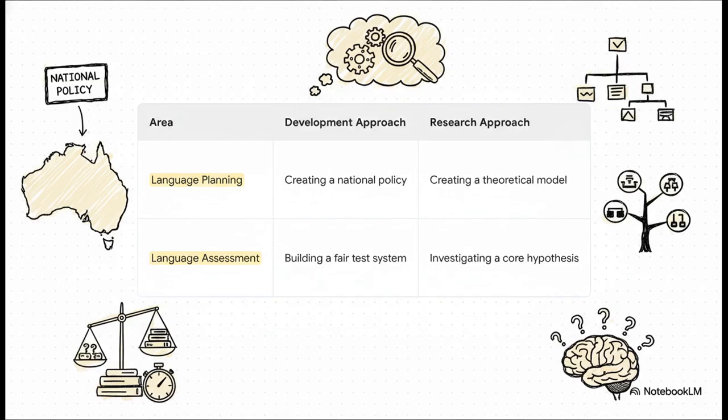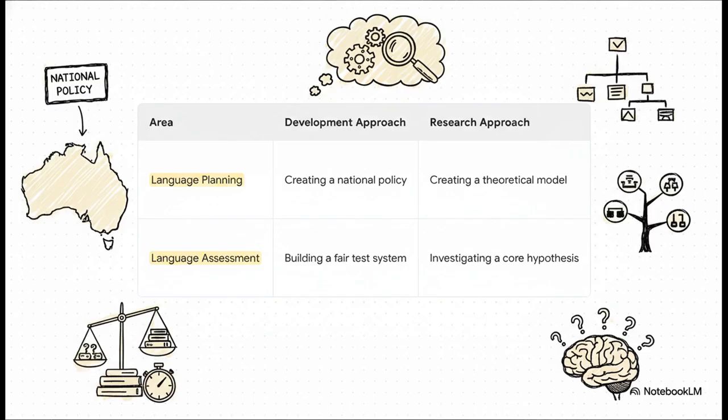Let's take language planning. The development approach is a project with a very real goal: Australia's national policy on languages, designed to manage the country's multilingual resources. The research approach? That's more abstract. Einar Haugen's model isn't a plan for one country. It's a theoretical framework that explains the 4 stages: selection, codification, elaboration, acceptance, that any dialect goes through to become a standard national language.